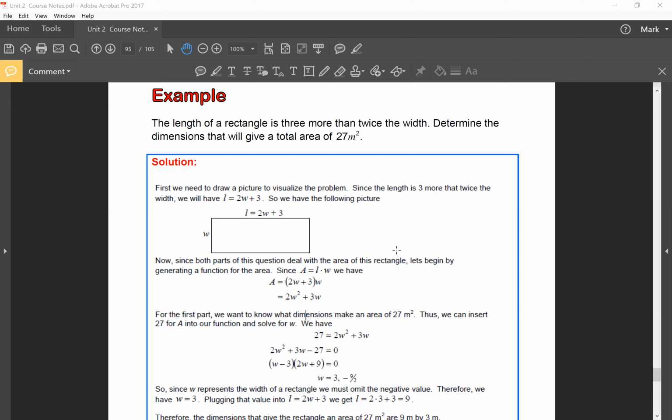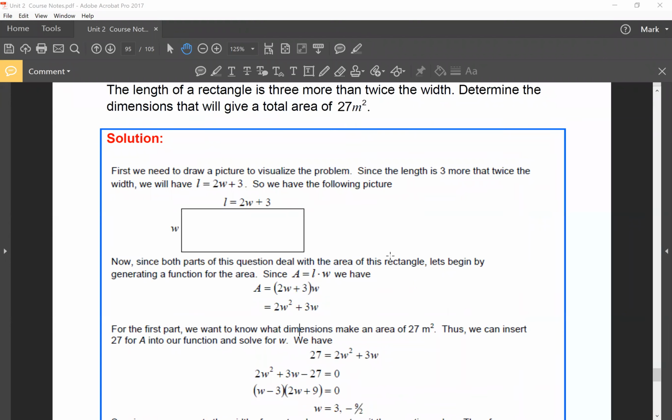So first, I like to start with a picture of the problem. I draw the rectangle, and I know that the length is 3 more than twice the width. So my length here will be 2w plus 3. So the thing about this question is it's telling me that the area is 27 meters. Now, area is length times width. That's a formula you guys should remember from, I don't know, high school, I guess. The area of a shape is length times width.